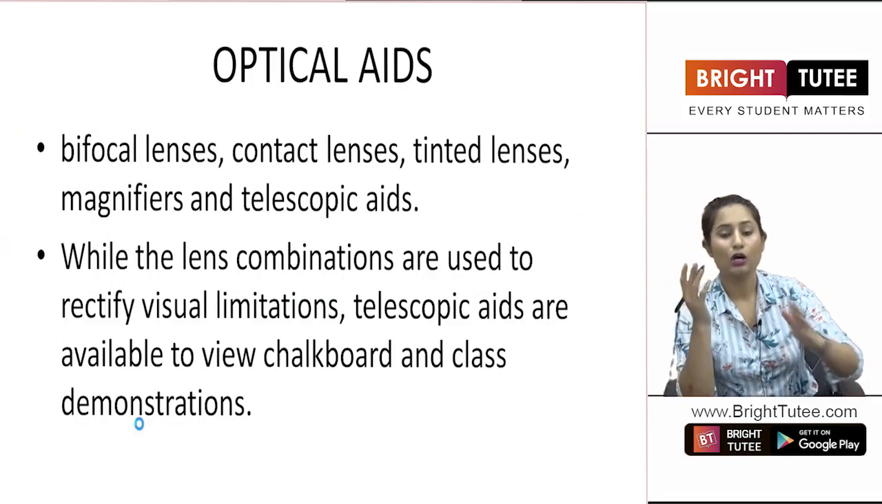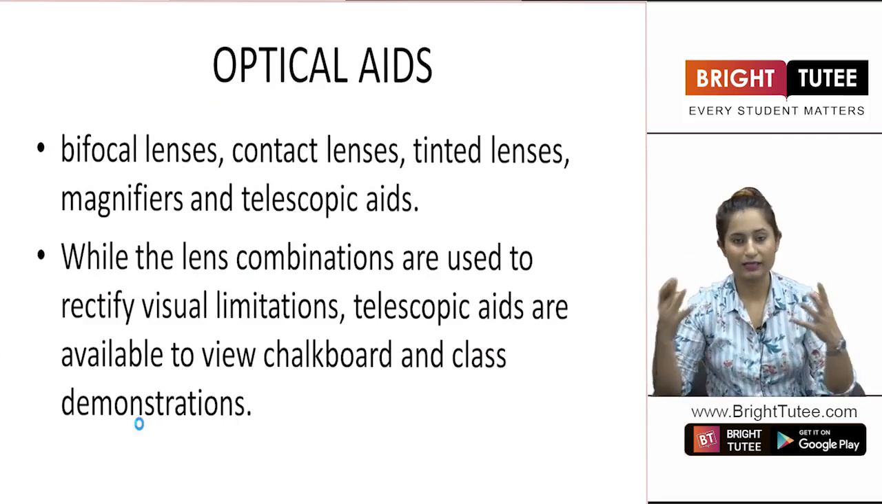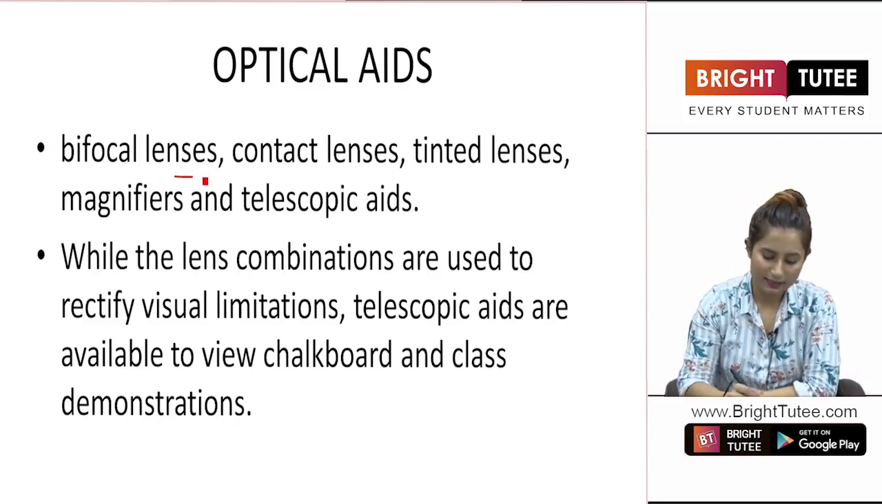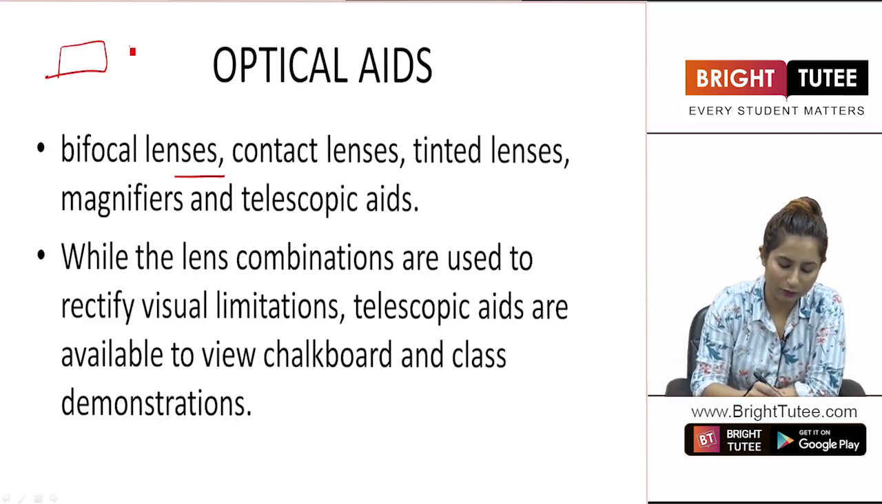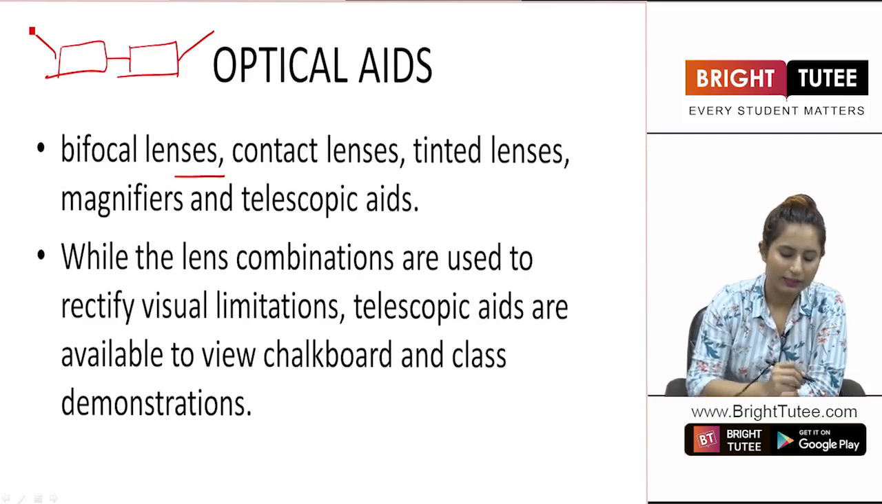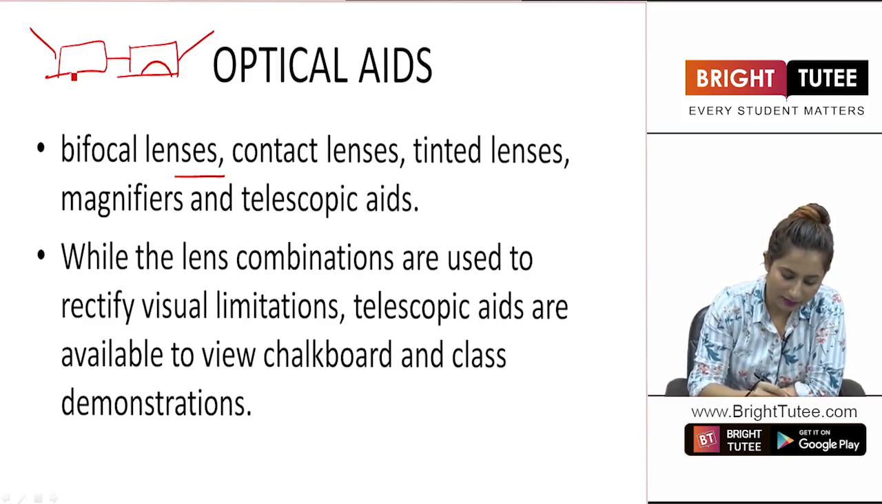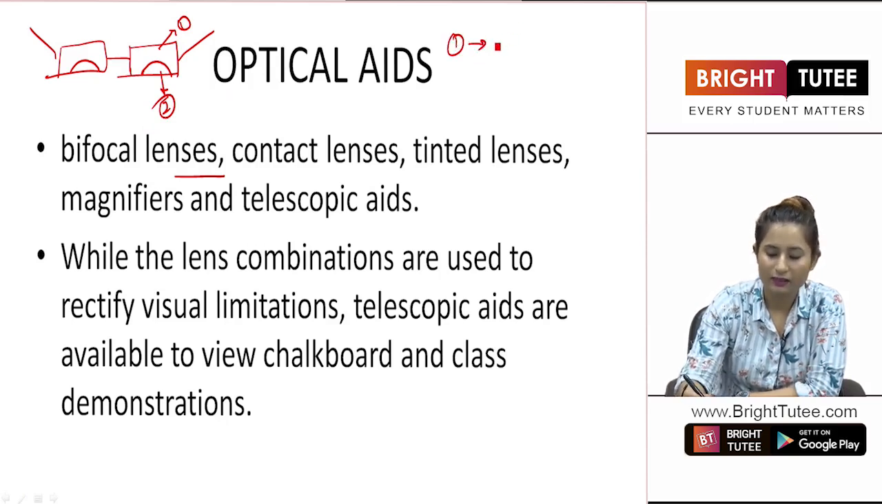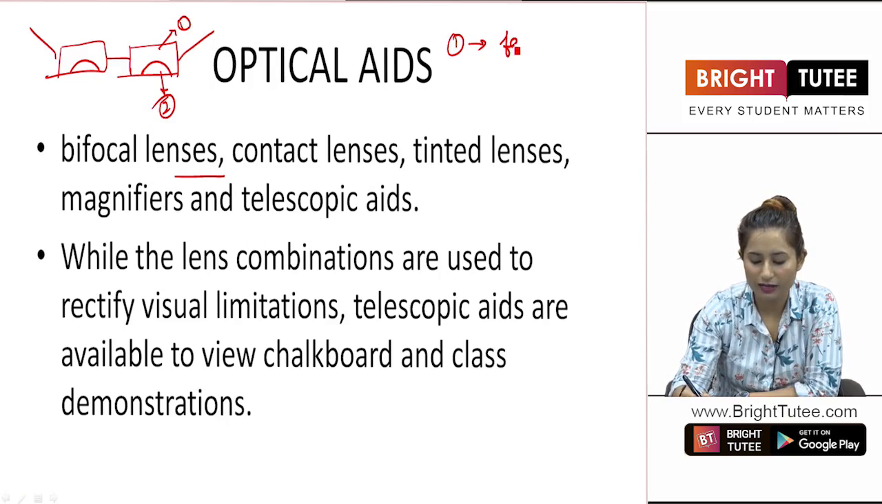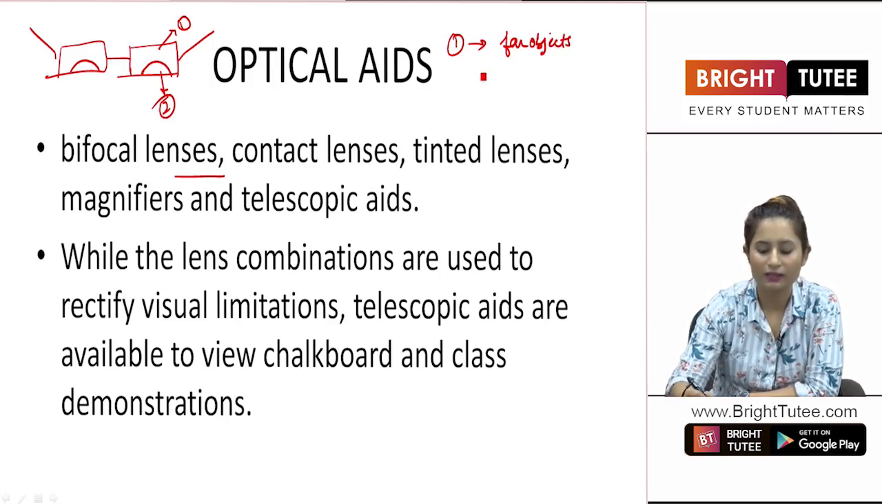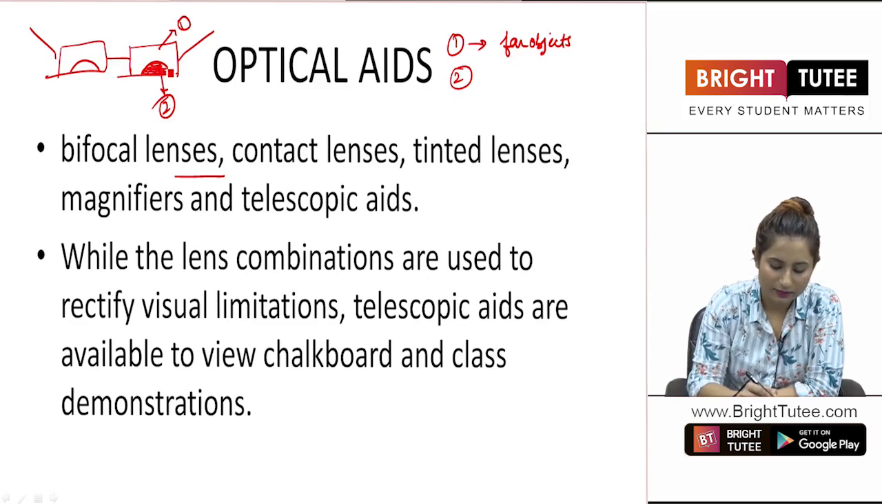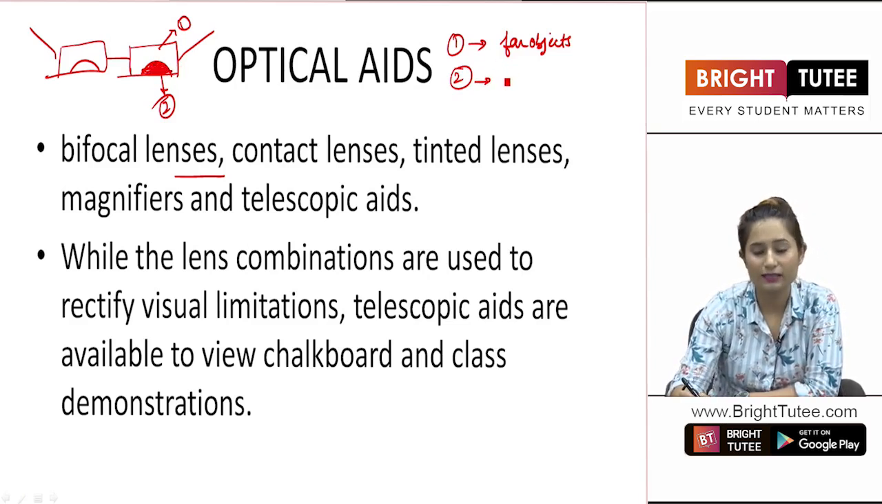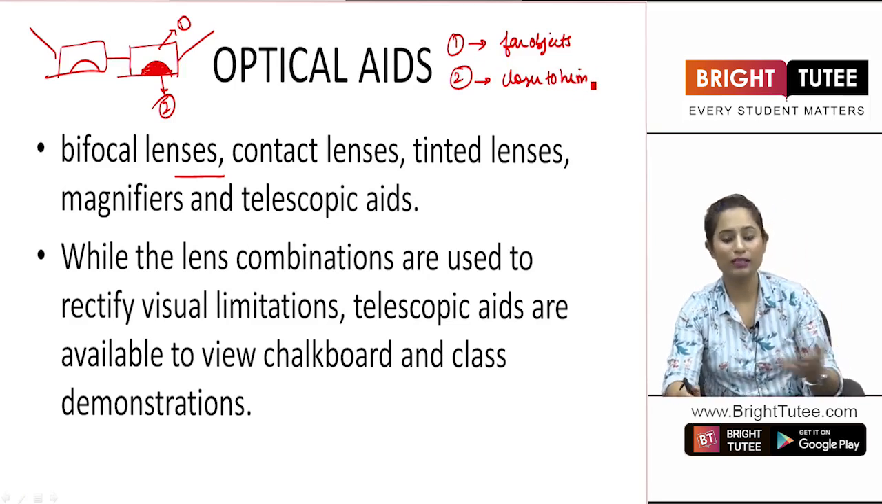Now coming to the optical aids. Optical aids now change some characteristics of our eye only. Bifocal lenses. What are bifocal lenses? Basically these are the bifocal lenses. Let me draw for you. In case of bifocal lenses, there is a lens present here. There are two kinds of lenses. This is the lens 1 and this is the lens 2. Now lens 1 is there to help the person to look at far objects present very far, and the lens 2 is basically useful for the person to look at the objects closer to him, right? So these are bifocal lenses.